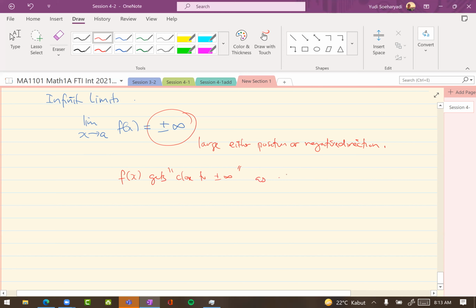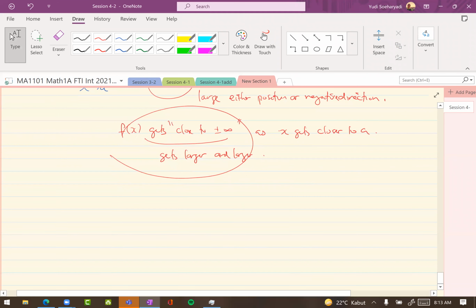As x gets closer to a, saying f gets close to this is just saying that it gets larger and larger. Okay, so it gets larger and larger. So what does it mean? We describe this as f is getting larger than M.